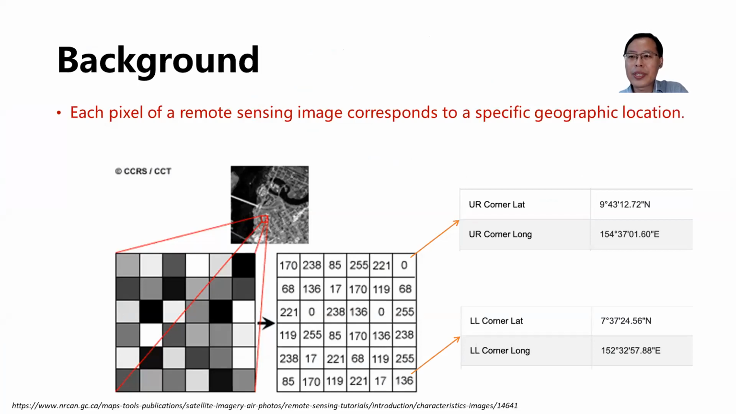Why do we need to develop this standard? Basically, we all know that each pixel of a remote sensing imagery corresponds to a specific geographic location on the ground. Showing on this slide, as you can see, we have a latitude and longitude for the upper right corner pixel, as well as for the lower left corner pixel.